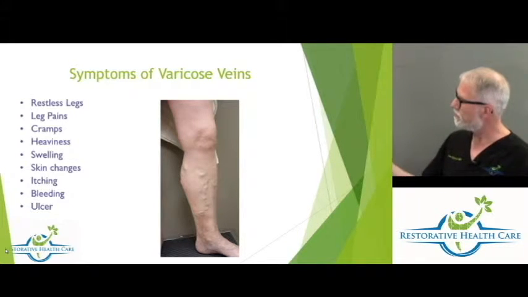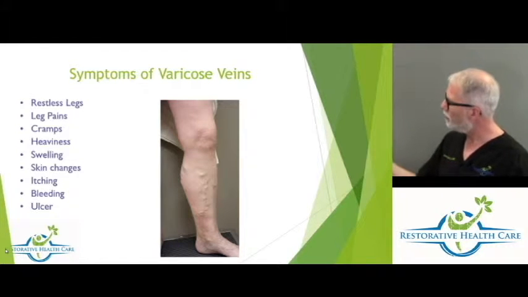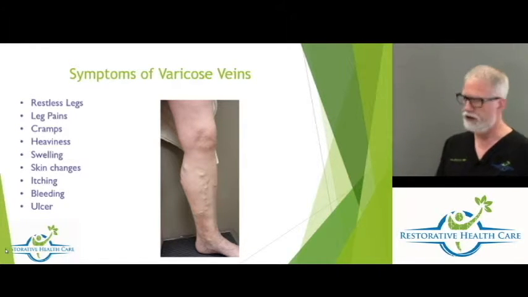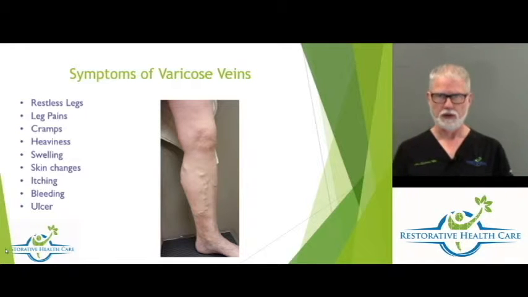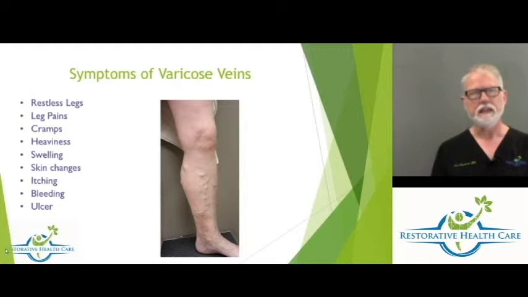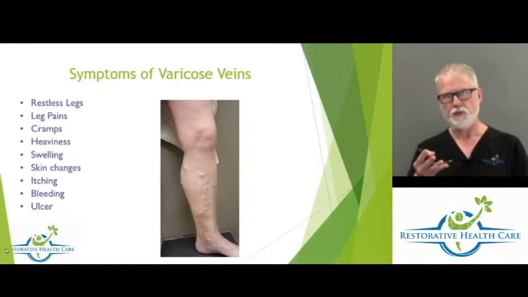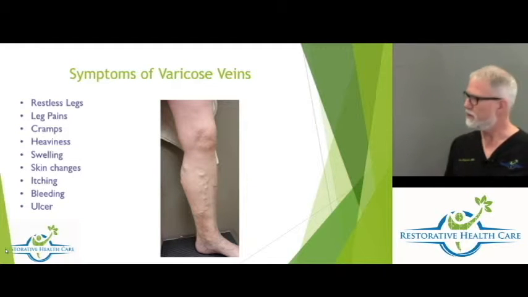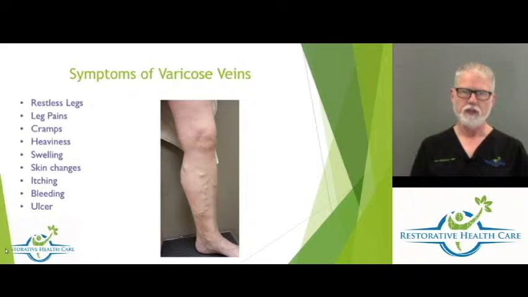More advanced problems are when we start seeing skin changes, and that's this brownish, yellowish, sometimes reddish rash that we get down around the lower leg and ankle area. Typically it starts on the inside of the leg and then may wrap its way all the way around the ankle and then actually work its way up the leg. And once we see those skin changes, that's a sign of fairly advanced disease.